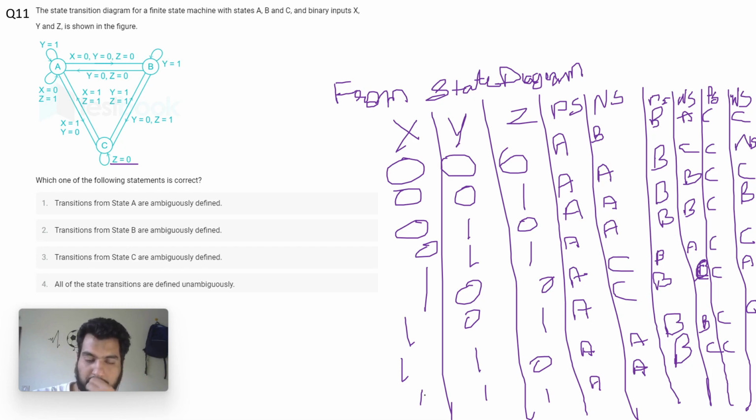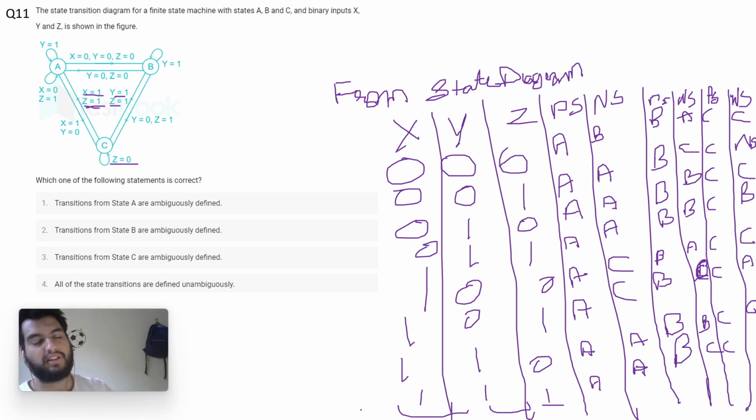Now finally I am having x equal to 1, y equal to 1 and z equal to 1. So here z equal to 0 is not satisfied. Here y equal to 1 and z equal to 1, and here x equal to 1, y equal to 1 and z equal to 1. Z equal to 1 has a transition going to A and z equal to 1 has a transition going to B. And also x equal to 1 is satisfied here and y equal to 1 is satisfied here. So this condition is satisfied by these two. All of the three are not there in one condition, so we don't know where to go and there is an ambiguity.